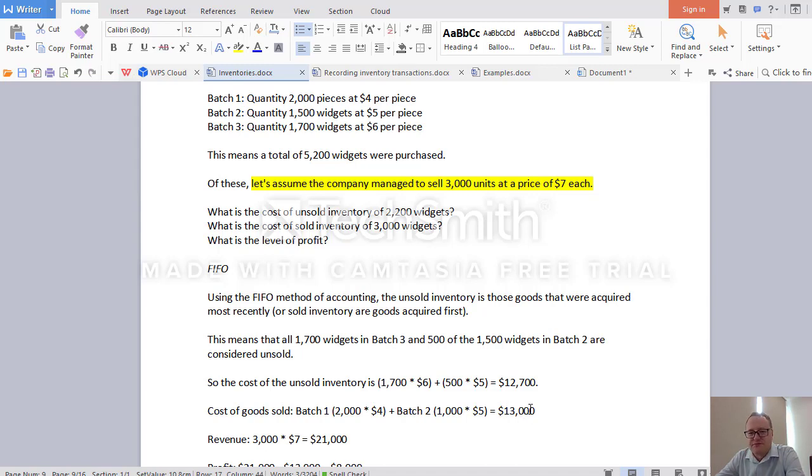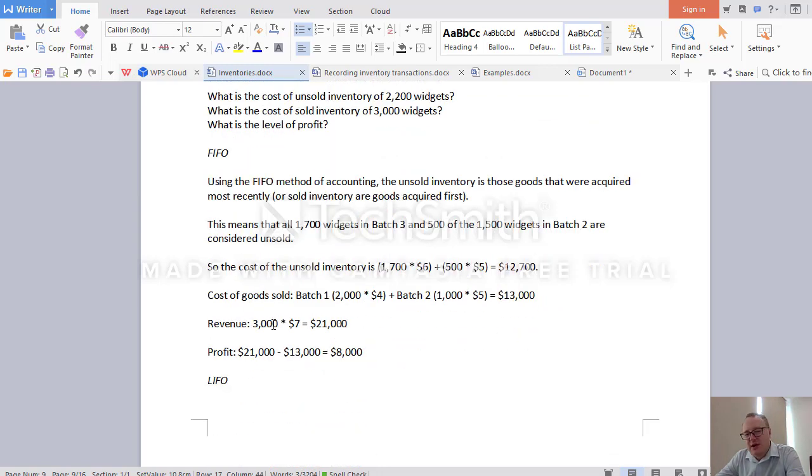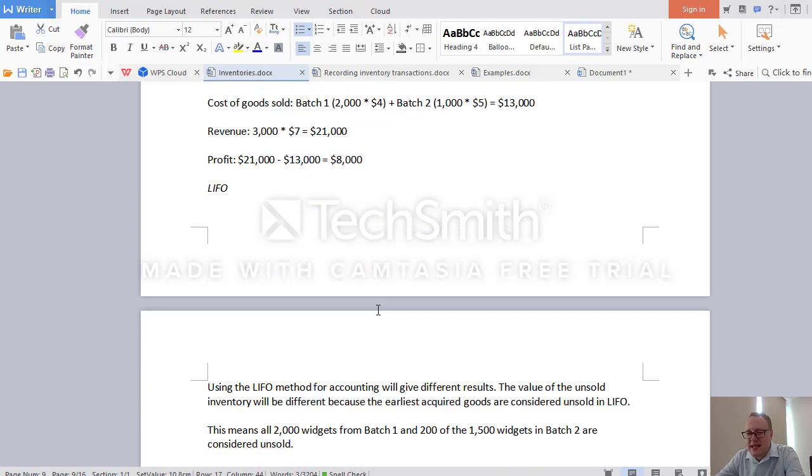$13,000. Then you can find the cost of goods unsold. It's the whole third batch, 1,700 items at $6, and part of batch 2, 500 items at $5. So you will get 12,700. Okay, and then you can find the profit. So you have revenue 21,000 and you subtract the cost of goods sold from the revenue and you get the profit 8,000.